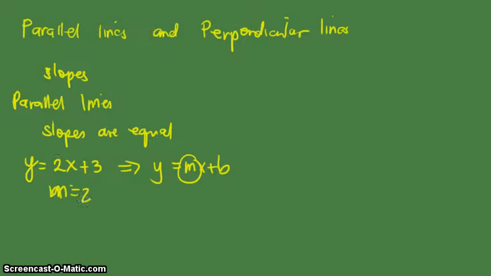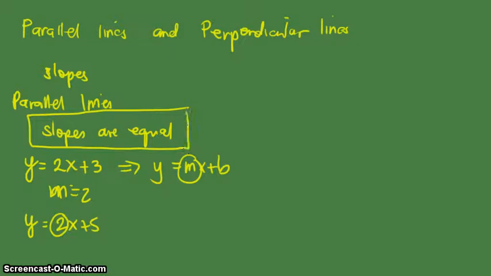So another line is parallel to this line when the coefficient of x is also 2. So for instance, if I have y = 2x + 5, it's a different line. This line is parallel to y = 2x + 3 because the slope of 2x + 5 is also 2. Okay, so the key idea is whenever you have two parallel lines, the slopes are equal.